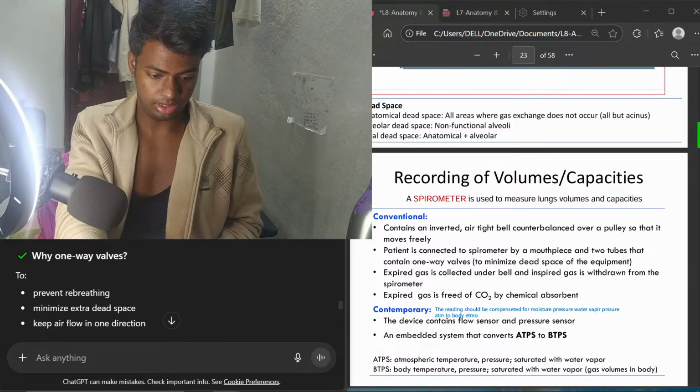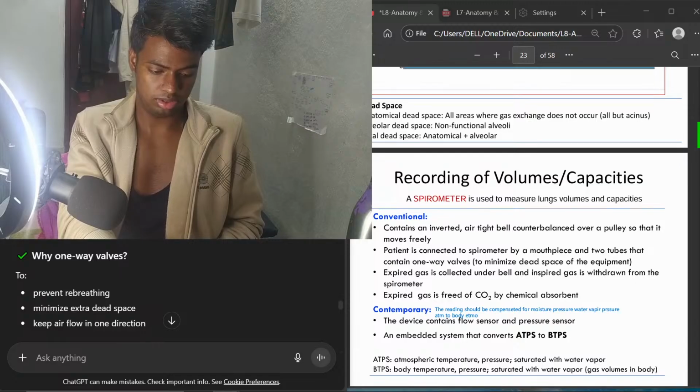Airtight bell, inverted, counterbalanced with a pulley.